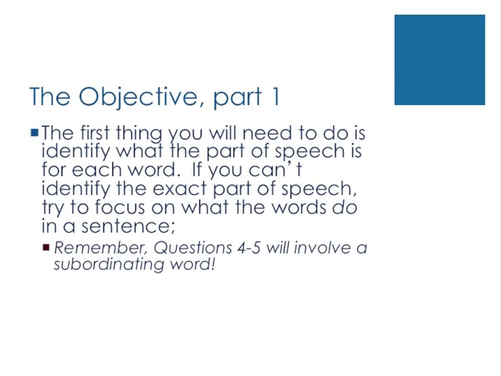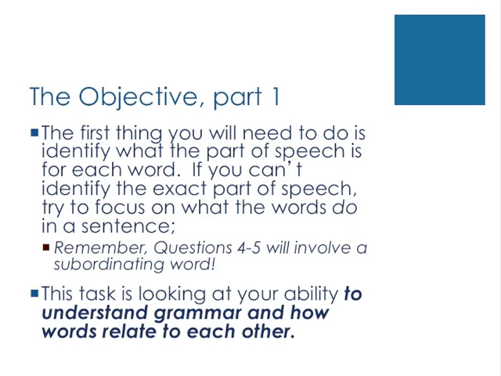So thinking about the objective, we have to be able to immediately identify the part of speech for each word. And if you can't identify the exact part of speech, then try to focus on what the words do in a sentence. So again, if you can't necessarily recognize it's an adjective or adverb, think about a sample idea. Use the word in a sample sentence, and that might give you an idea of how to use it in your example. Of course, remember, questions 4 or 5 will involve a subordinator.